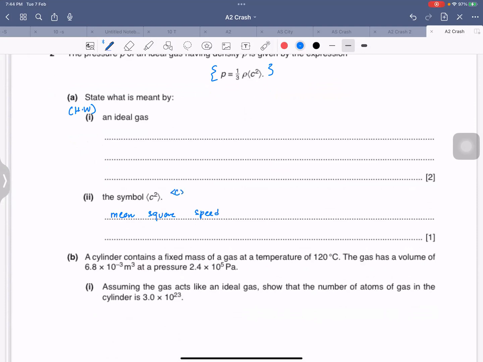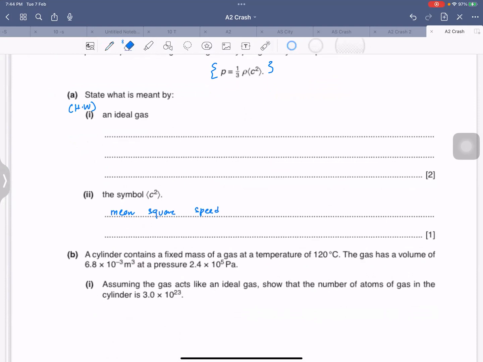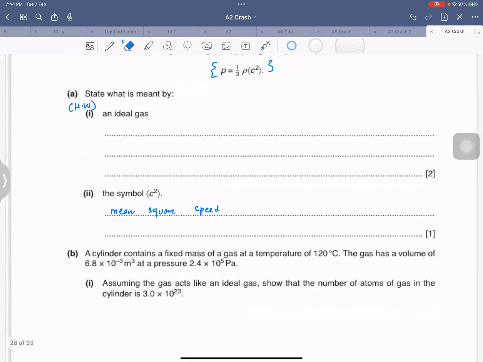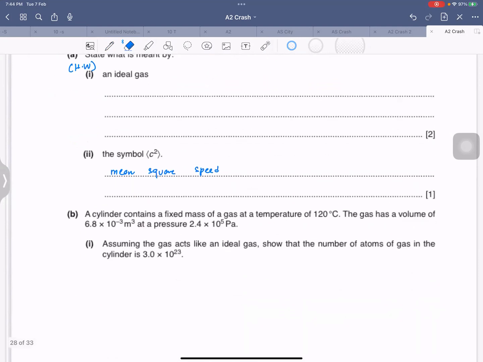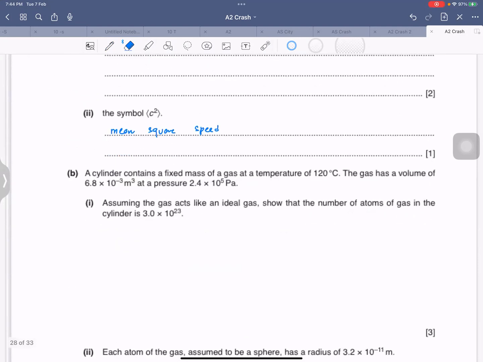So mean square speed. What is root mean square speed? When you take the under root of this, then it would be root mean square speed, because basically it's like the second step.